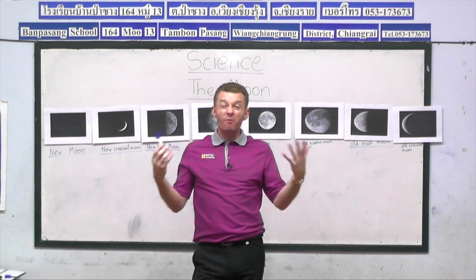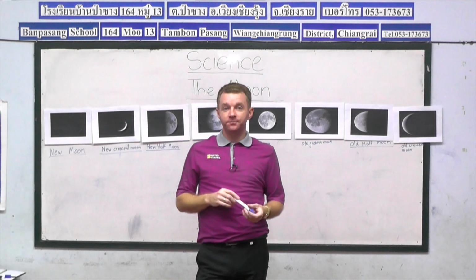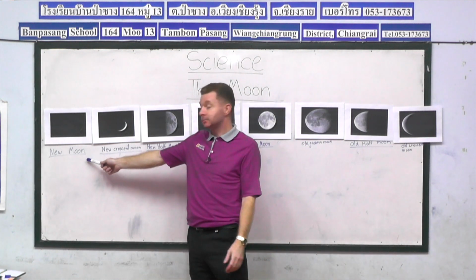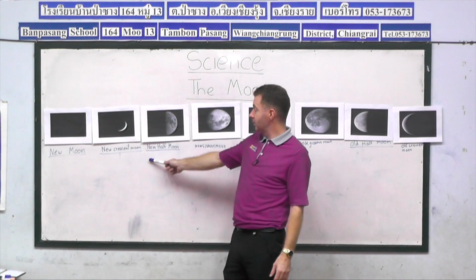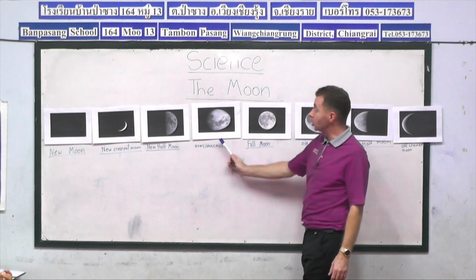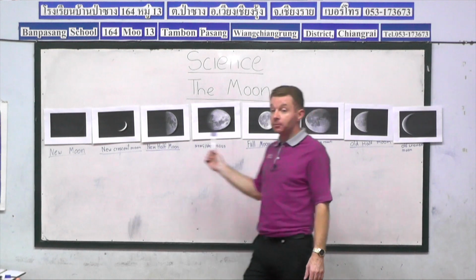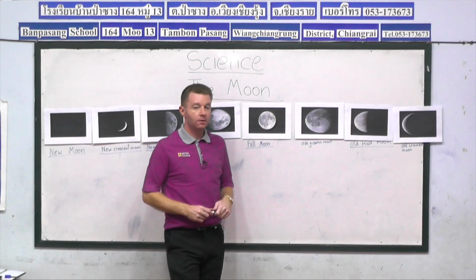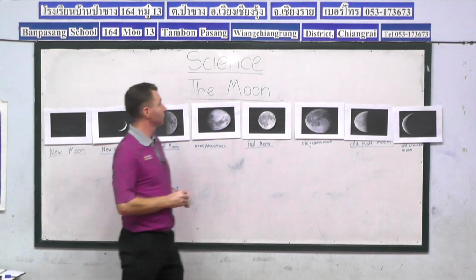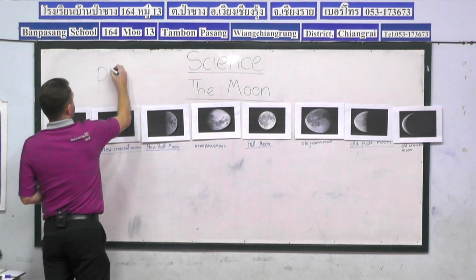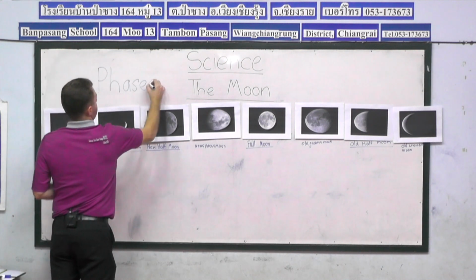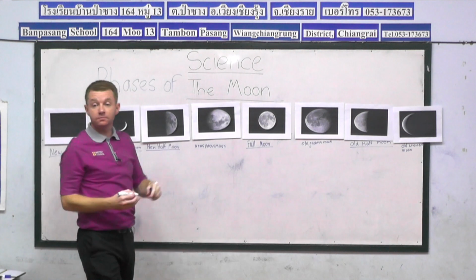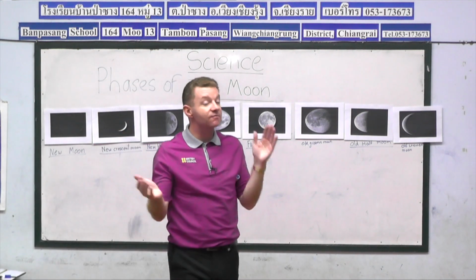So my students have brilliantly completed their own lunar cycle with the phases of the moon. So let's say them together one more time, guys. New moon, new crescent moon, new half moon, new gibbous moon, full moon, old gibbous moon, old half moon, and old crescent moon. These are what are called phases of the moon. Guys, that was brilliant. Very well done.